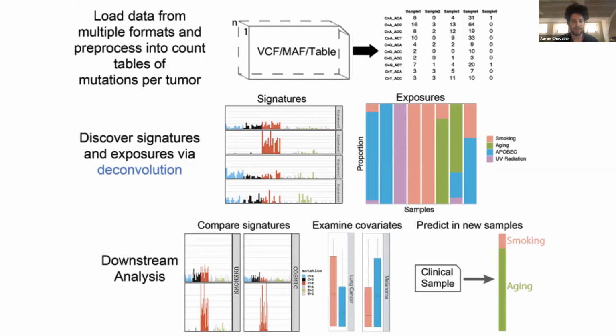And then we have downstream analyses for comparing unknown signatures to known signatures, COSMIC, for instance. We can also break these exposures down by annotation, for instance, tumor type. And we use an LDA posterior implementation for predicting exposures in new samples. So this can be at a cohort level or it could be a single sample.